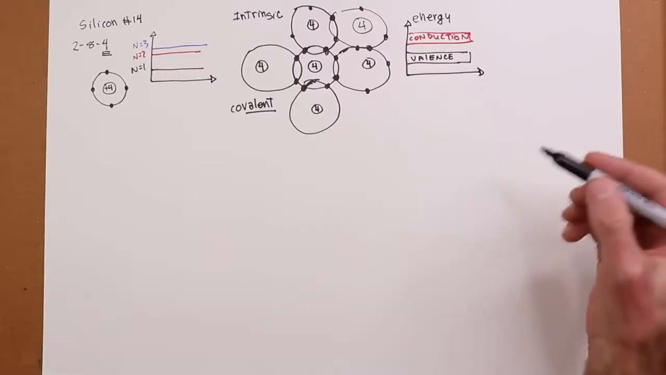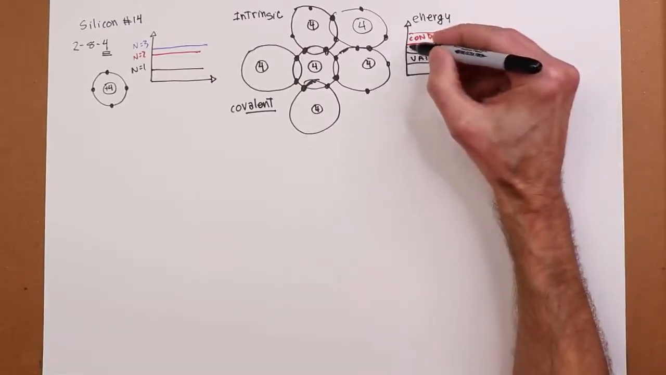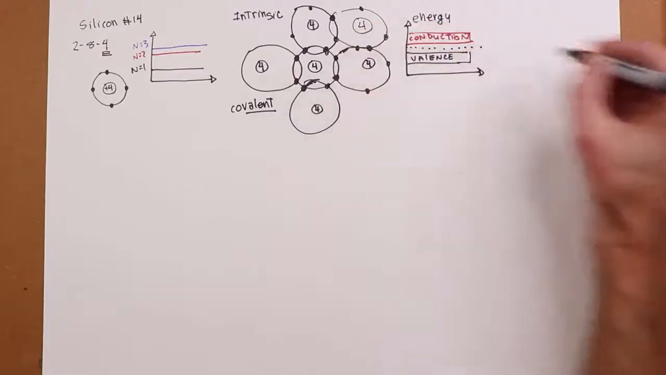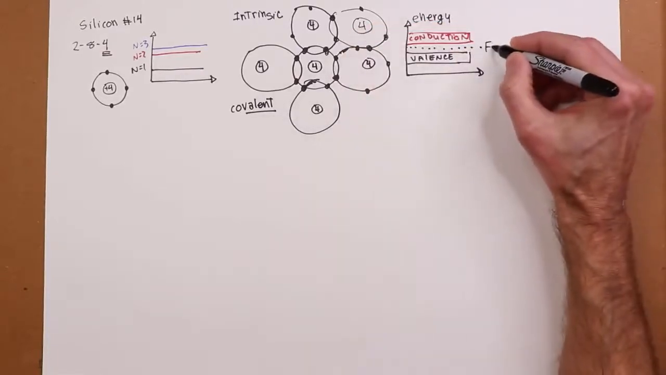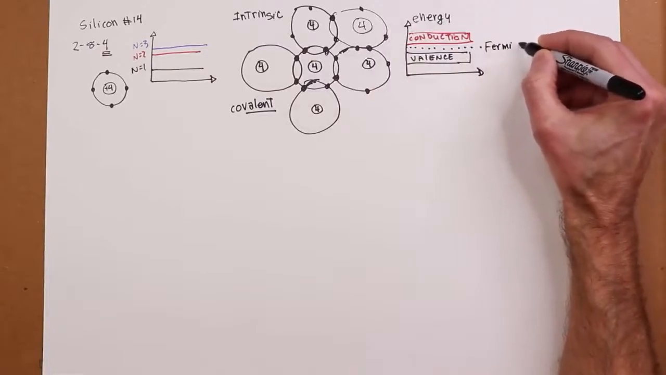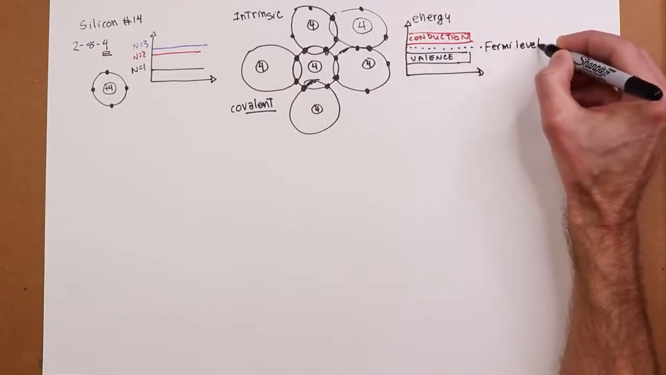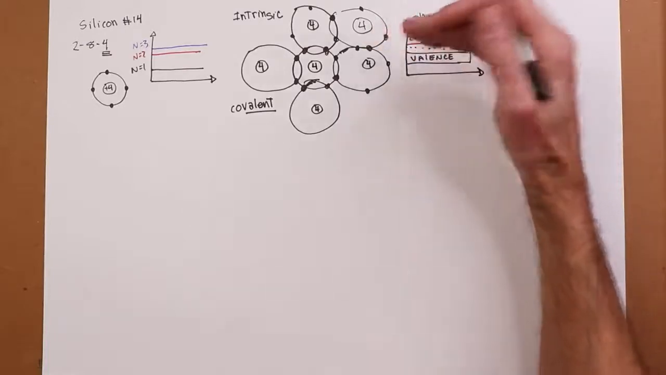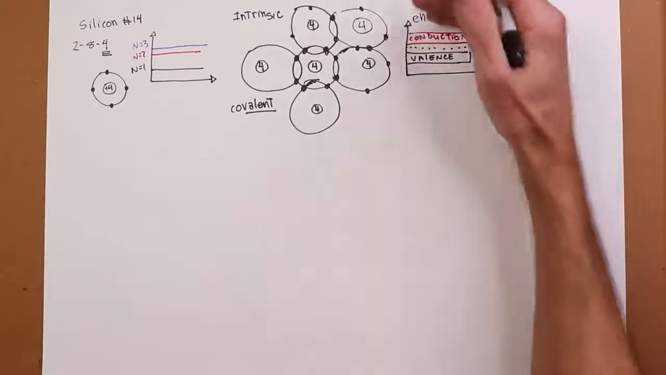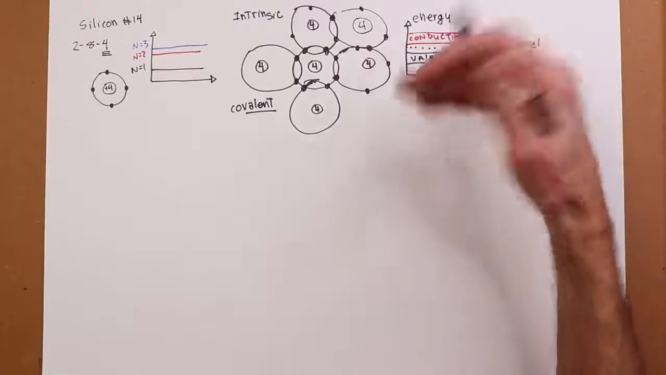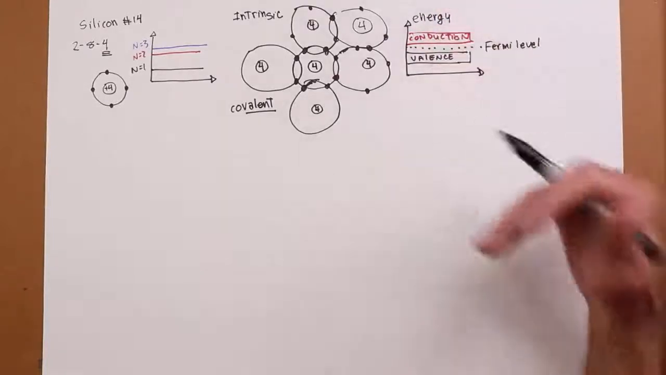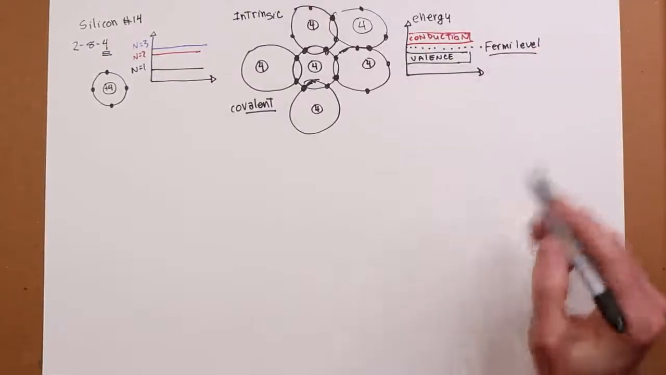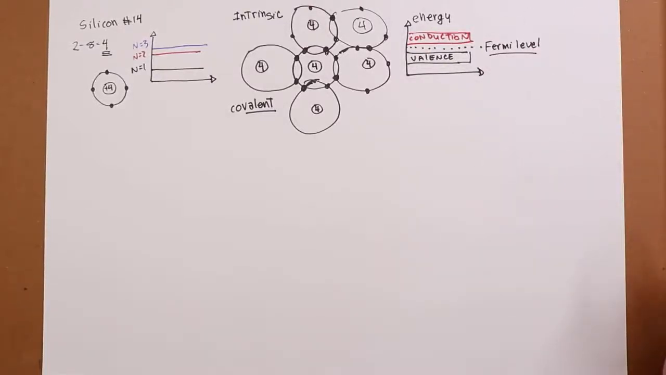Now, an important thing to consider is something called the Fermi level. So I'm just going to draw that. In this case, it's smack dab in the middle. The Fermi level is sort of a statistical thing. It's the 50% point, where there's a 50% likelihood of charges being above versus below. This is going to be important when we start looking at our mixed semiconductors.